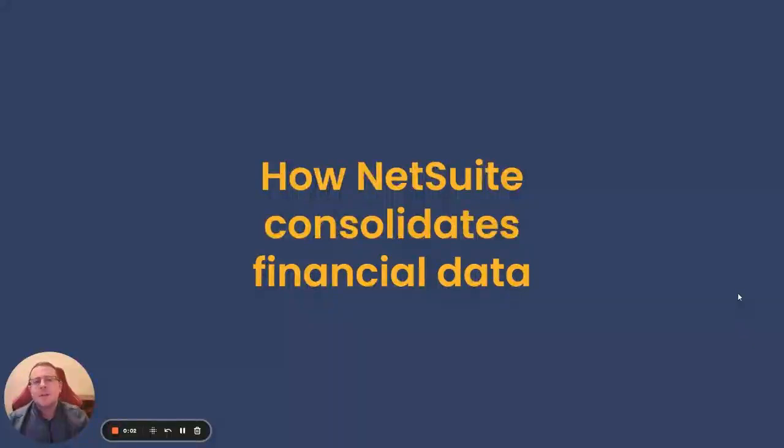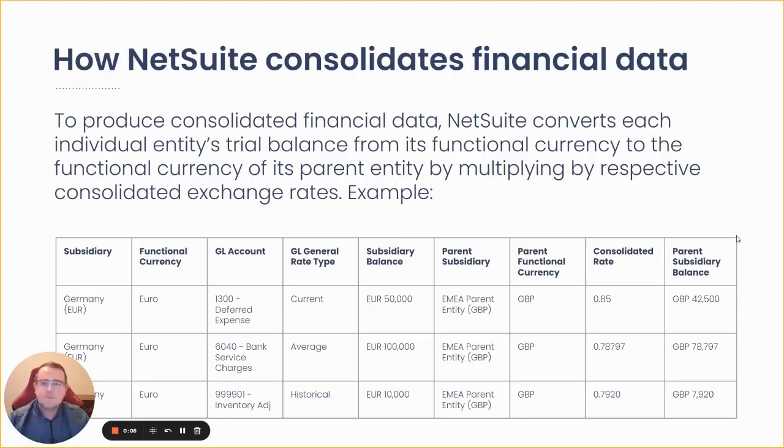So how does NetSuite consolidate financial data? Let's jump in and take a look. To produce the consolidated financial data, NetSuite converts each individual entity's trial balance from its functional currency to the functional currency of its parent entity. And it does that by taking the individual trial balance and multiplying each account by its respective consolidated exchange rate.